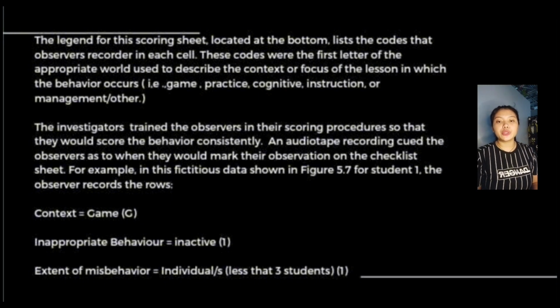Observers were cued by an audio tape recording to mark their observations on the checklist sheet. Overall, behavioral observation is a valuable method for collecting data on specific behaviors, providing researchers with objective and detailed information about individuals' actions in various contexts.